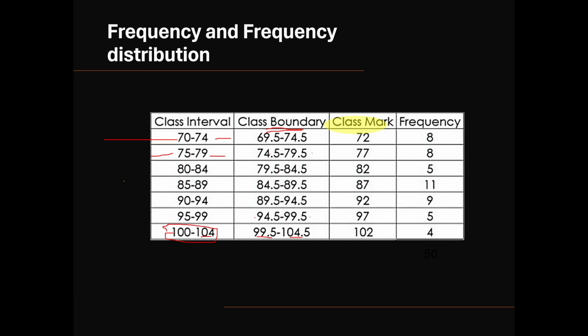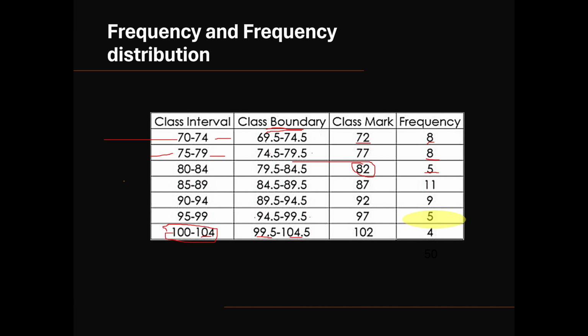Now, class marks. Between this class interval and class boundary, the class mark is 72. How many times is it coming? It's coming 8 times between this. 82, so 82 marks. How many times is it coming? It's coming 5 times. So this is how you create your frequency.